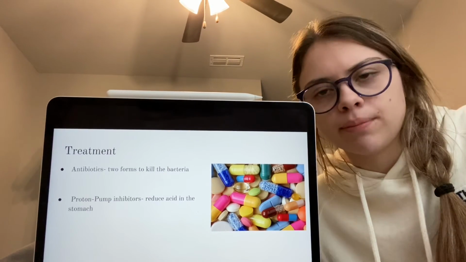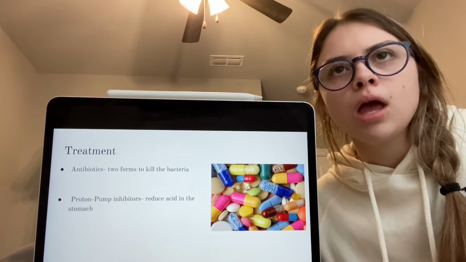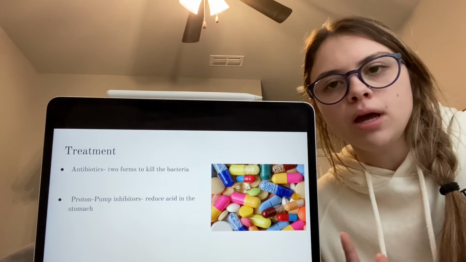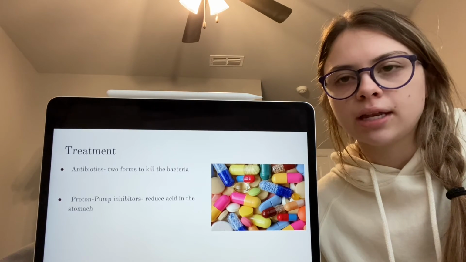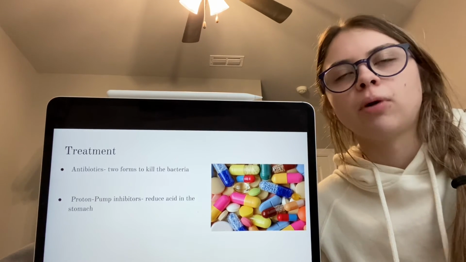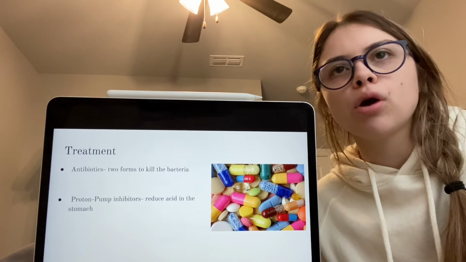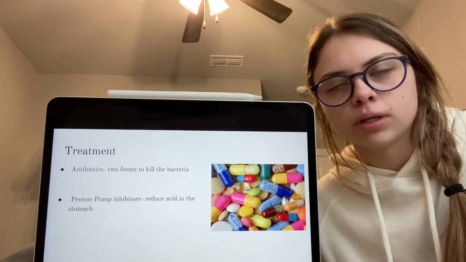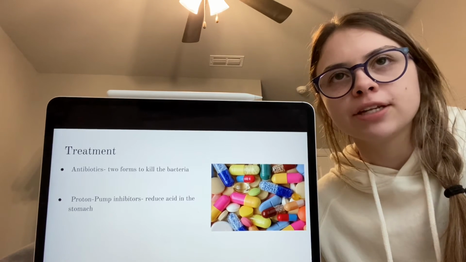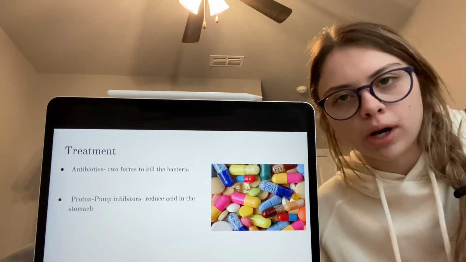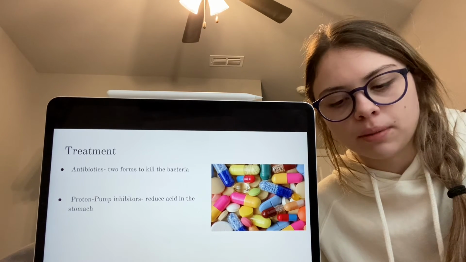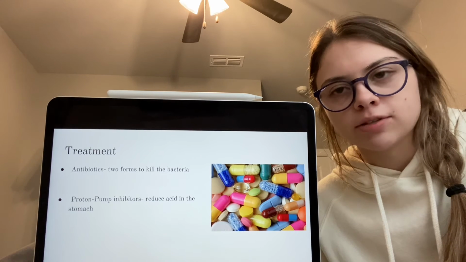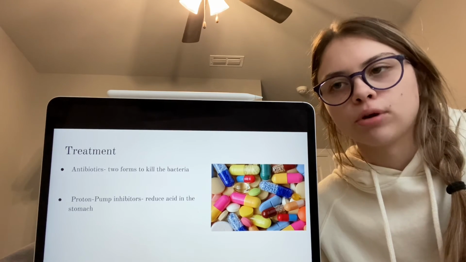Well, what is the treatment if you have H. pylori? Antibiotics usually will take two forms at the same time. They have amoxicillin, Flagyl, and other antibiotics that you can take. Proton pump inhibitors, they're very important. They reduce the acid in your stomach, making it more comfortable and helping your symptoms that you have. Some of those would be Prilosec, that can definitely help, or Protonix.